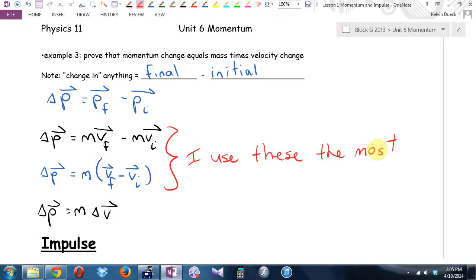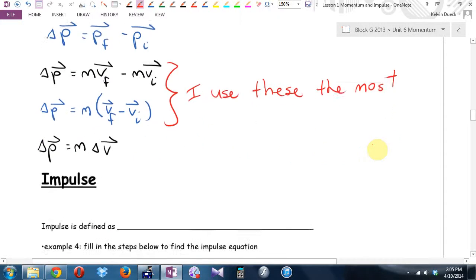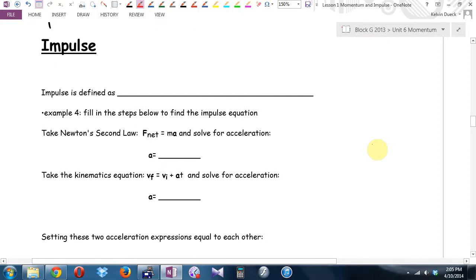We're very interested in change in momentum. In fact, we have another name for it. Impulse. Impulse is defined as change in momentum.